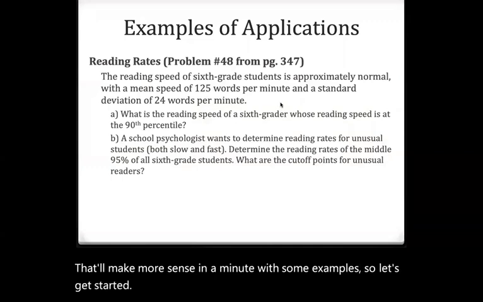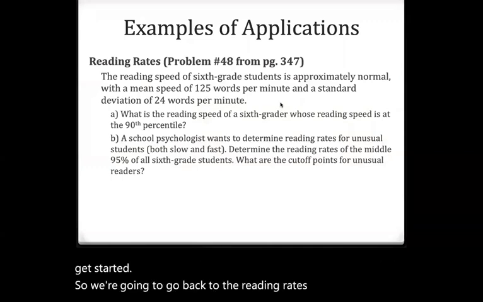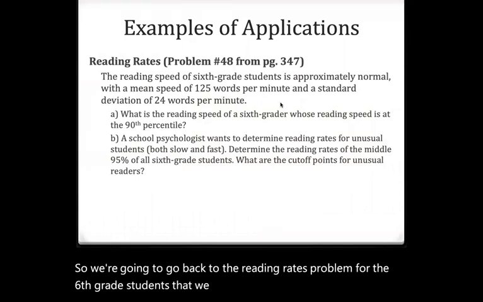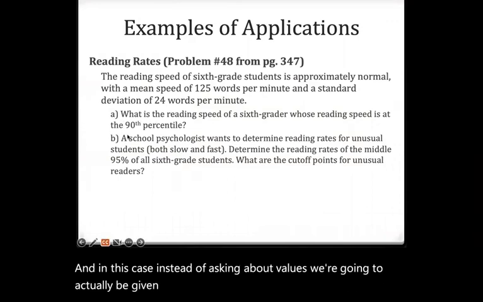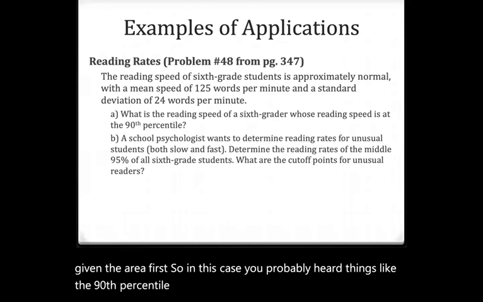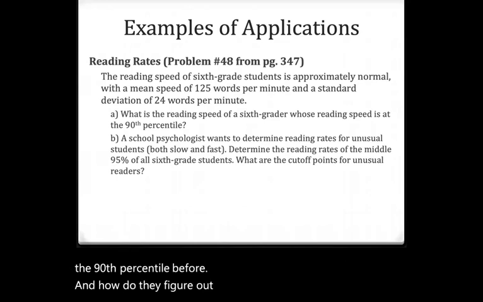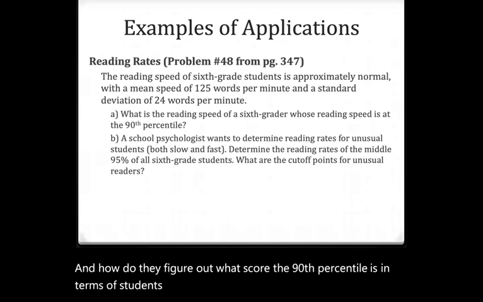We're going to go back to the reading rates problem for the 6th grade students that we did in the last video lecture. In this case, instead of asking about values, we're going to be given the area first. You've probably heard things like the 90th percentile before. How do they figure out what score the 90th percentile is, in terms of students that score below or above that percentile?